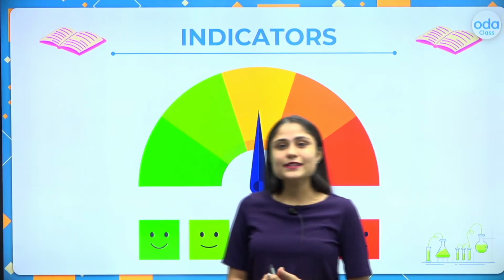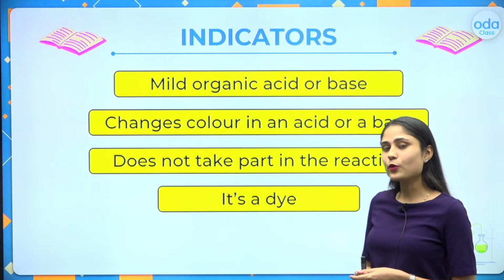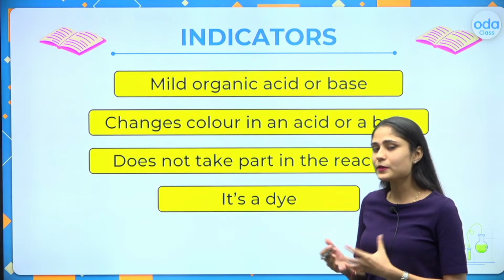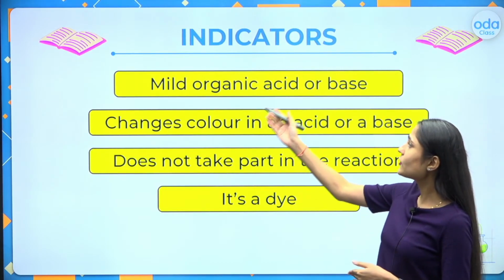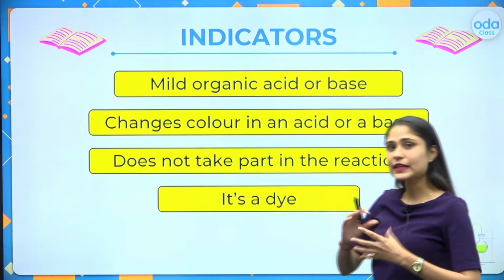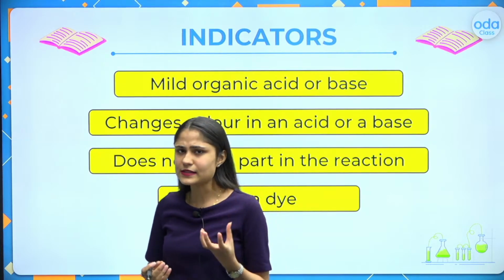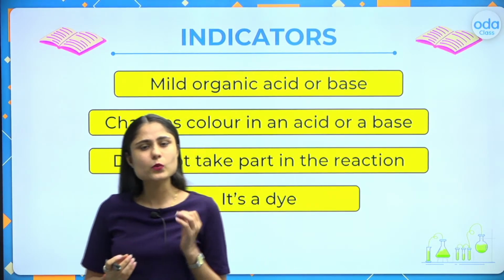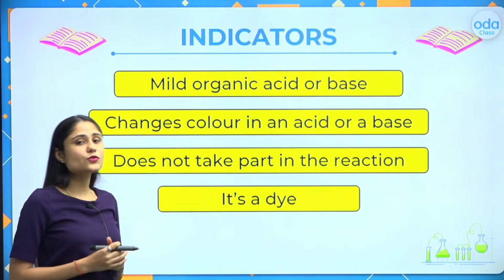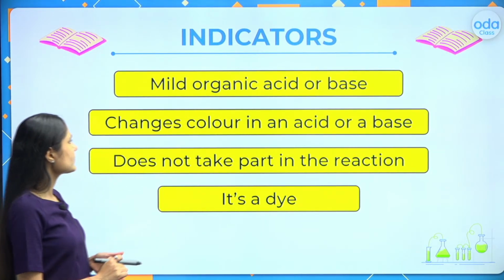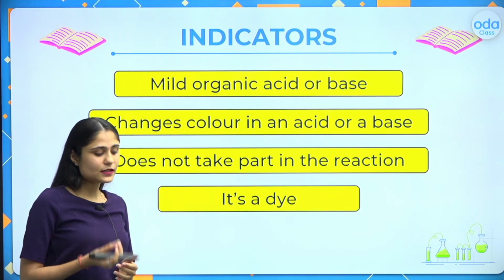So let us start dear students, and here we learn the chemical properties of an indicator. So first of all, it is a mild organic acid or a base. Any indicator that we take is either a mild acid of a very weak nature, or a base in nature. It is organic, that means it is sourced from a natural substance. Then it changes color in an acid or a base. So this is a criterion.